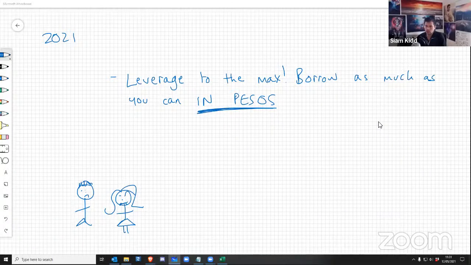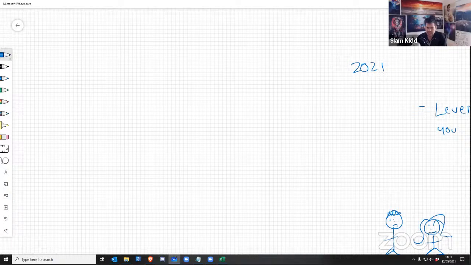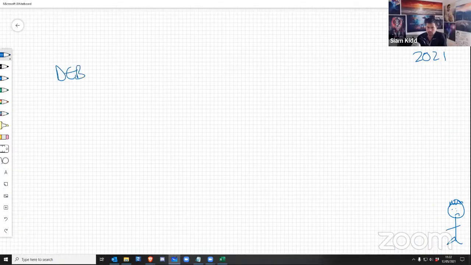So yeah, here's what you can do. Leverage to the max. So you need to borrow as much as you can in pesos. So here's the thing. One little side point about that. Debt is nominal. Not many people understand this.